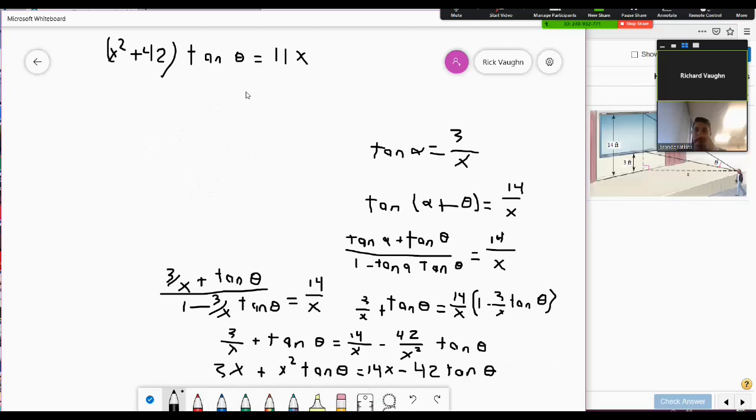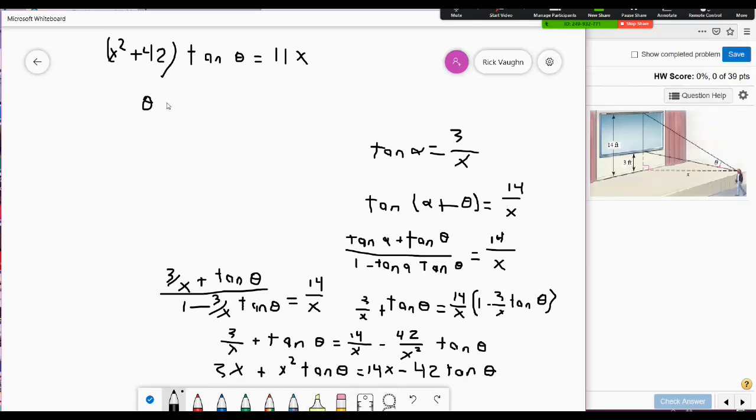So now I'm going to divide by x squared plus 42 and get theta is equal to inverse tan of 11x over x squared plus 42. So now I'm going to take the derivative and set it equal to 0.